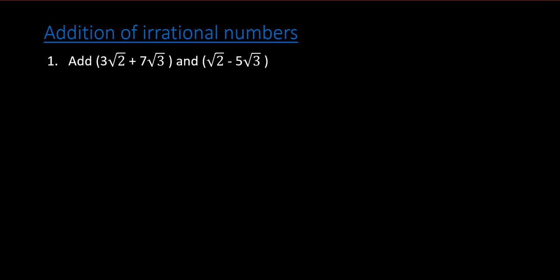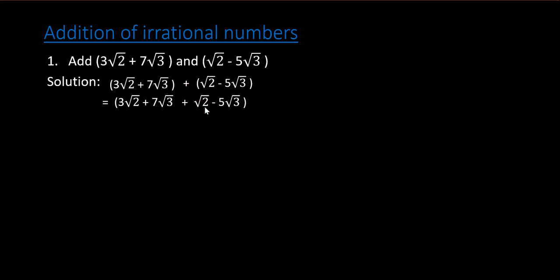We have addition. First question: add 3 root 2 plus 7 root 3 and root 2 minus 5 root 3. So we can write (3 root 2 plus 7 root 3) plus (root 2 minus 5 root 3). By removing the brackets we can write 3 root 2 plus 7 root 3 plus root 2 minus 5 root 3. Now by arranging we can write 3 root 2 plus root 2 plus 7 root 3 minus 5 root 3.